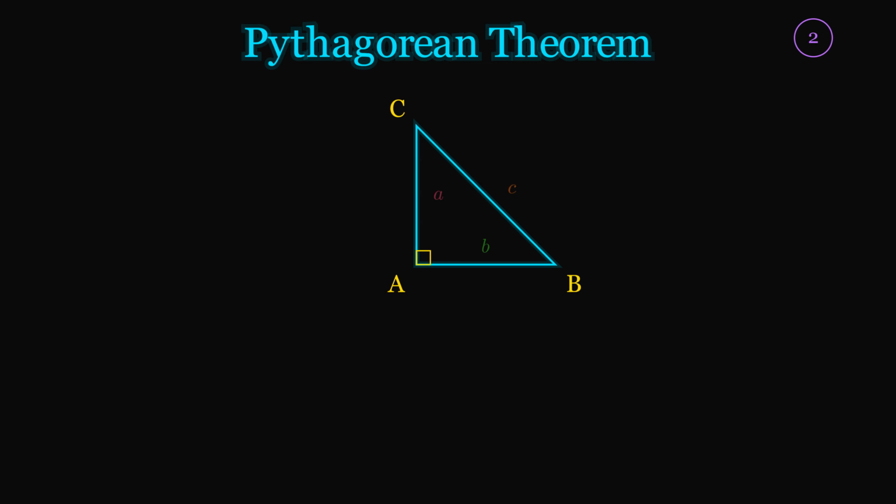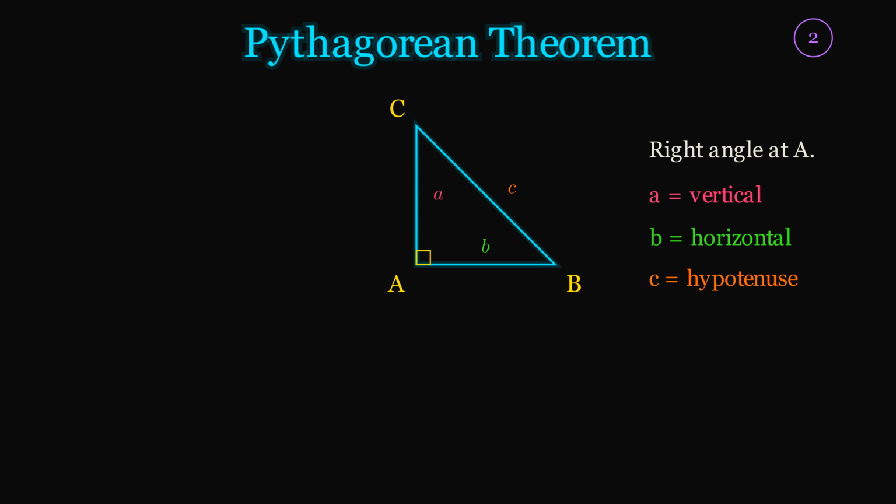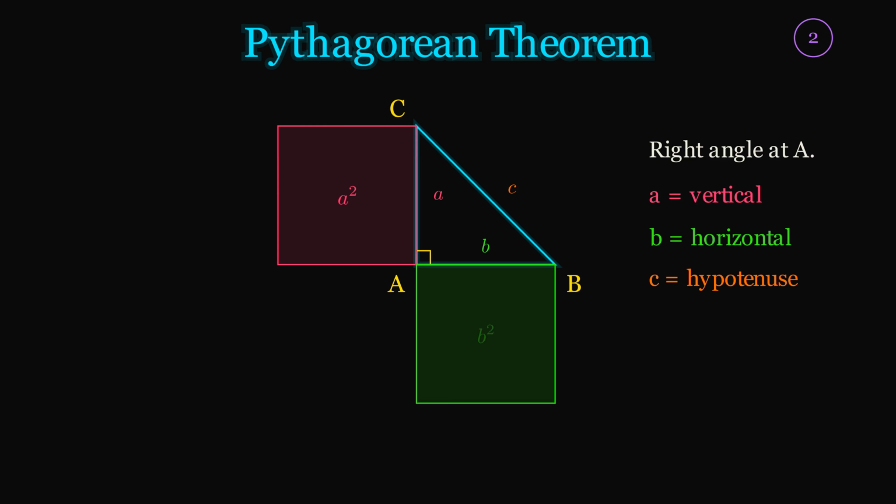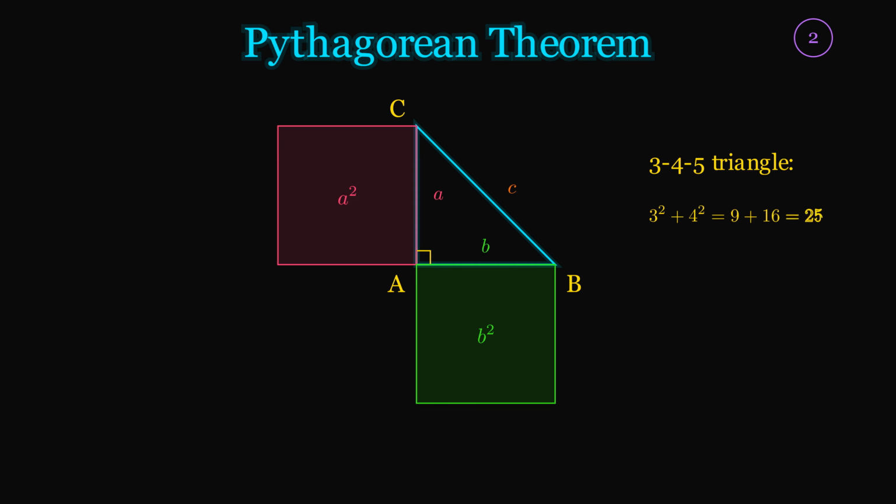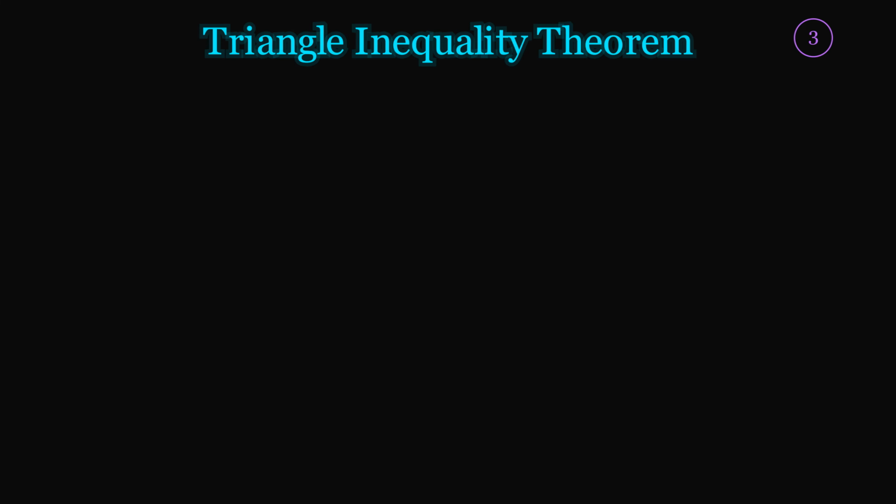Next up, the celebrity of all theorems, the Pythagorean theorem. In a right-angled triangle, the square of the longest side, the hypotenuse, equals the sum of the squares of the other two sides. A squared plus b squared equals c squared. We visualize this with actual squares growing out of each side. See how the two smaller squares together fill the big one? Magic!